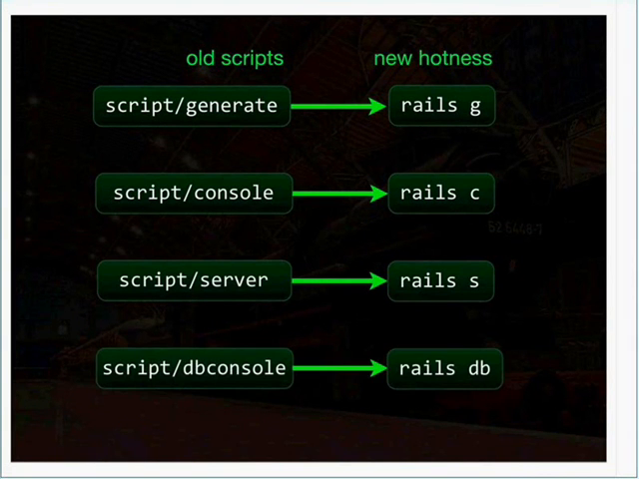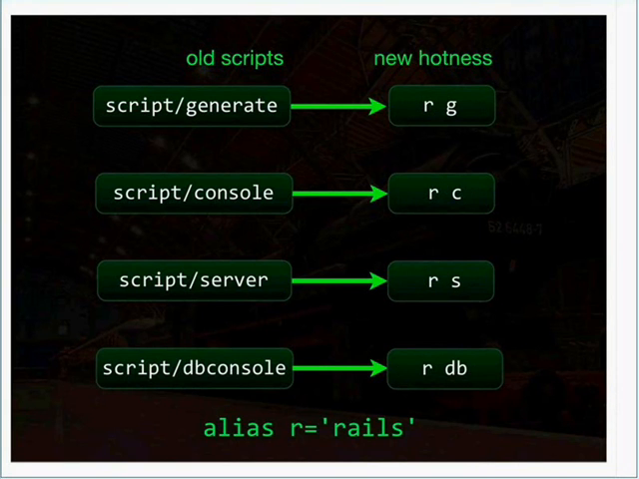Now on my local box, what I ended up doing is specifying an alias. This, of course, is completely optional. I'm not going to be using the R language anytime soon, so I aliased R to Rails. That made it that much simpler to run all of my commands. So just RG, RC, RS, and RDB. Kind of nice.